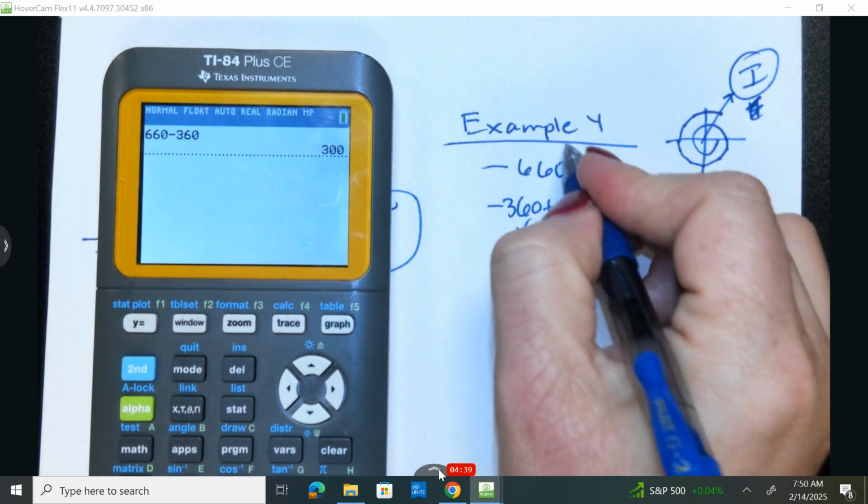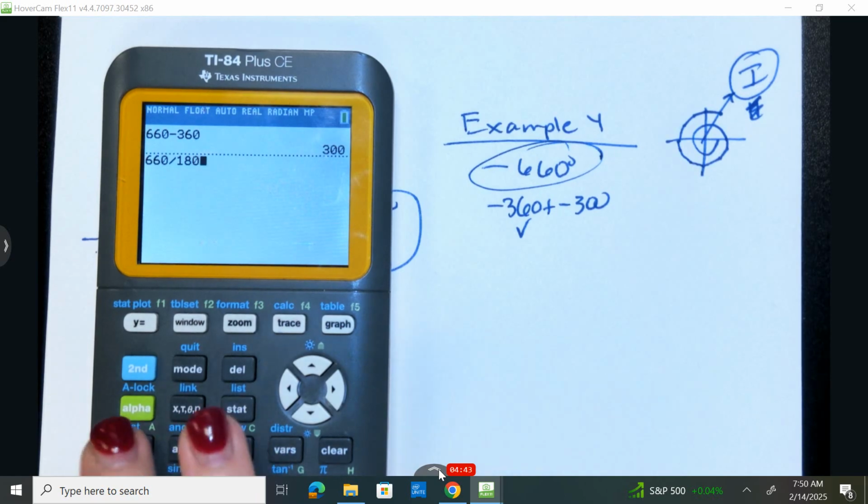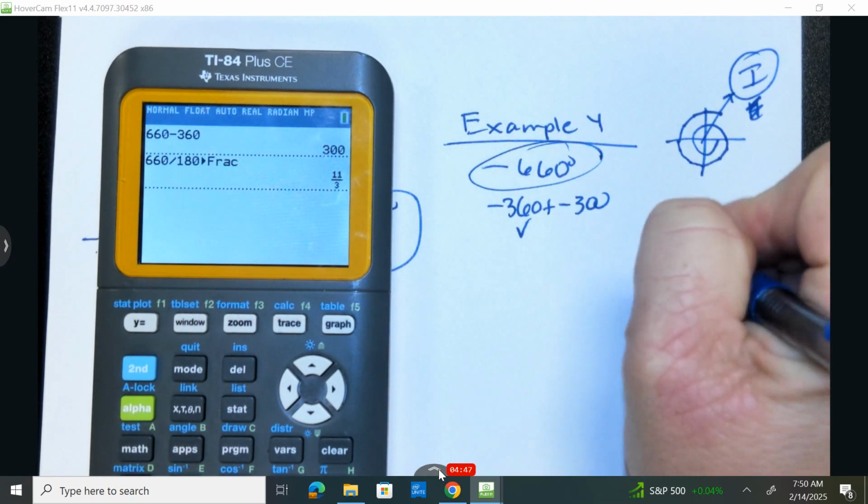I'm able to take negative 660 by dividing it by 180 and reducing the fraction to get a negative 11 pi over 3.